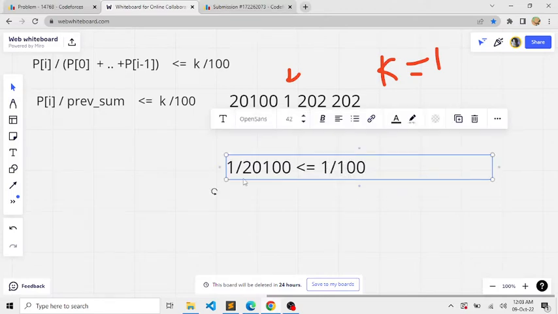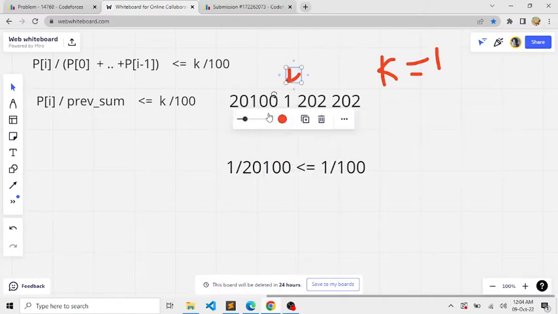Okay, so it is obvious after looking at the condition that 1 divided by 100 will be like 0.01, but 1 divided by 20100, that is again 201 into 100, would obviously be lesser than 0.01. Okay, so this condition is satisfied.